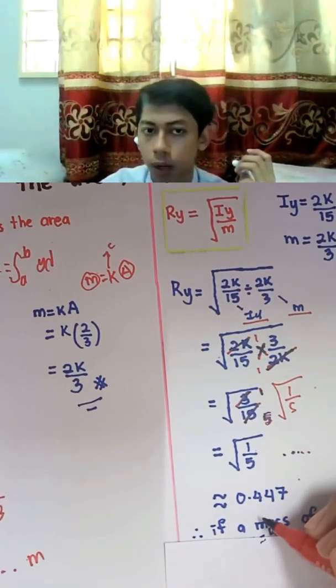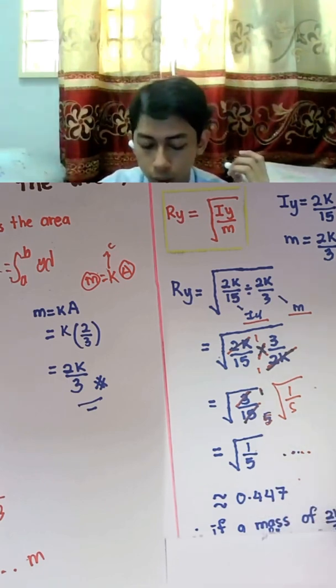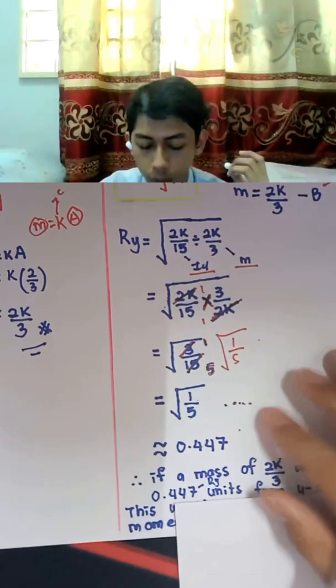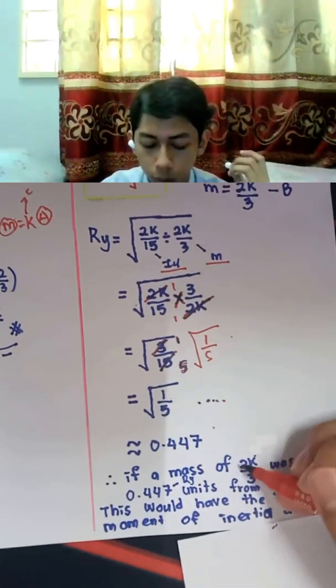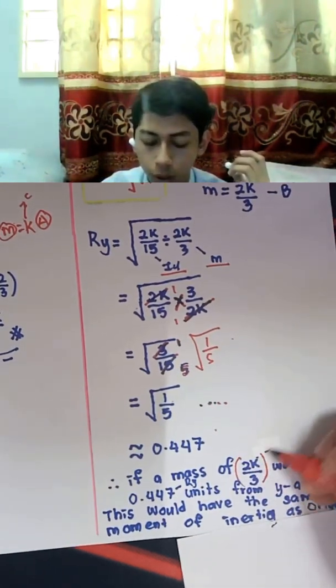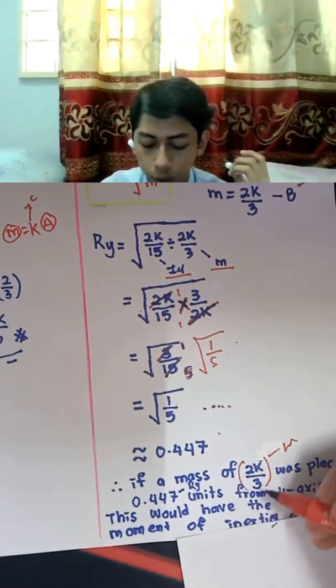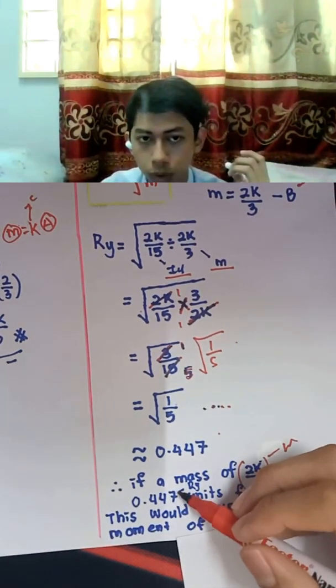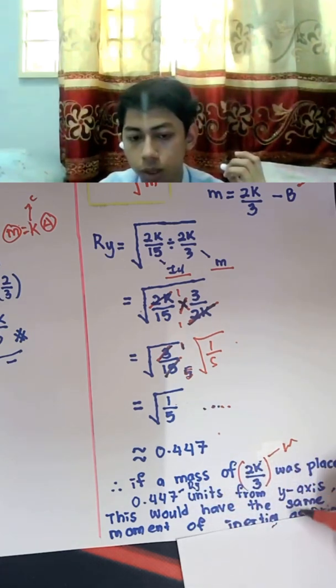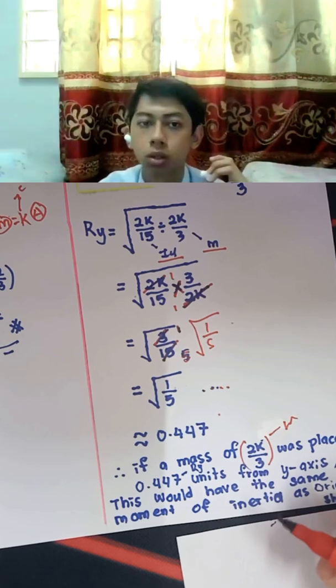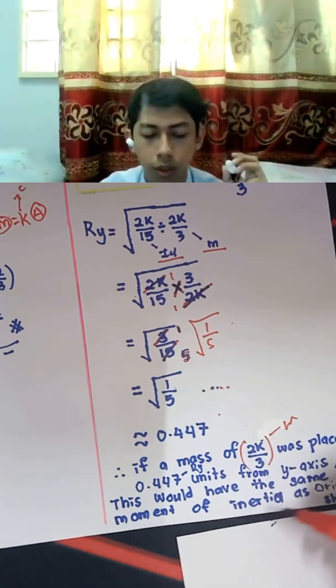Okay, so what is Ry? Ry is, if the mass of 2k over 3 was placed 0.447 units, the radius of gyration from the y-axis, this would have the same moment of inertia as the original shape. Okay, so that's all from my explanation about this example. Thank you.